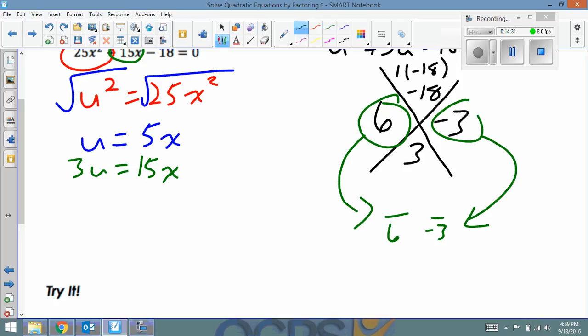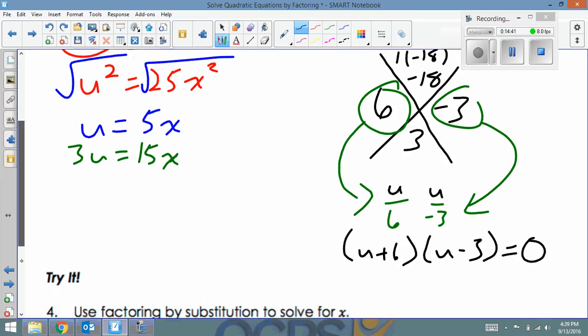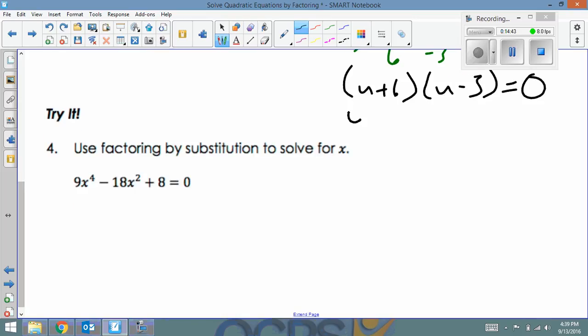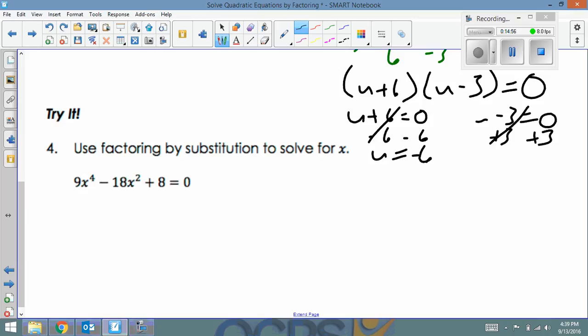Okay, our a value in this case is u, or 1u. So we know we're going to have u plus 6 and u minus 3 equals 0. Solve each one out. So u plus 6 equals 0, u minus 3 equals 0. So subtract 6. So we know u is equal to negative 6. Add 3. So we know u is also equal to 3.